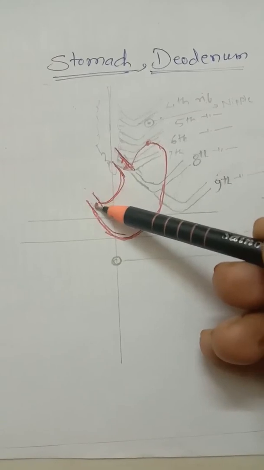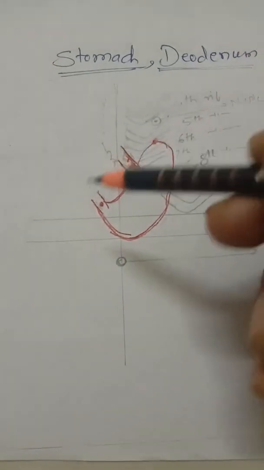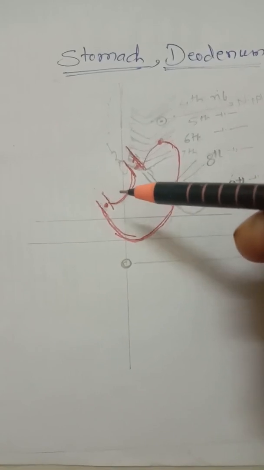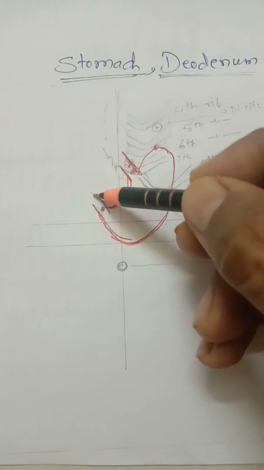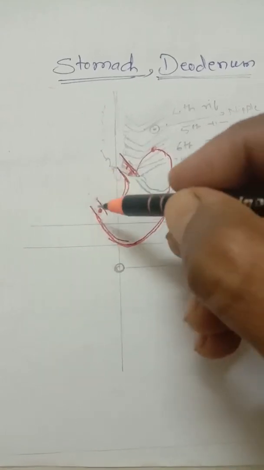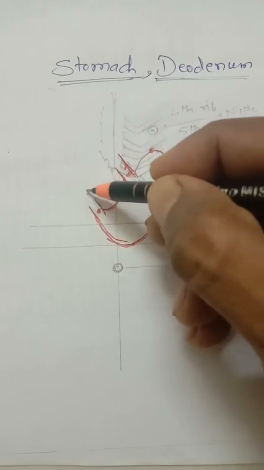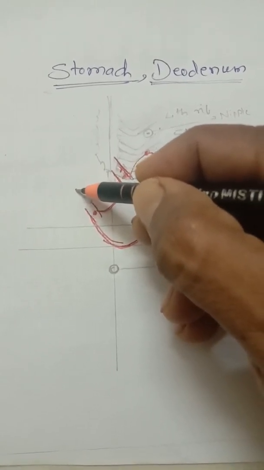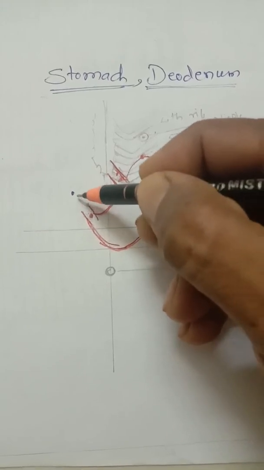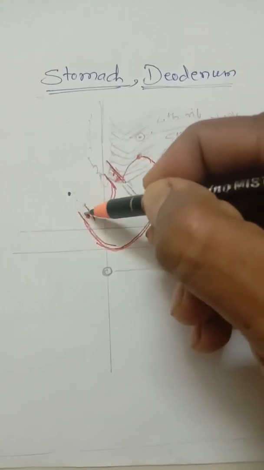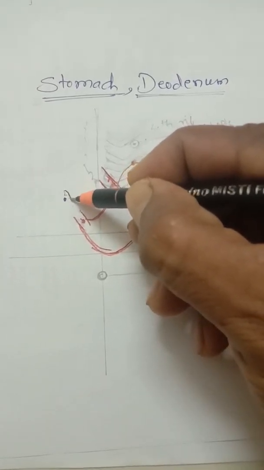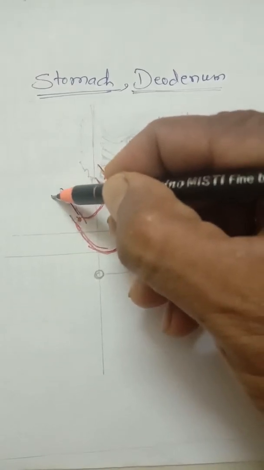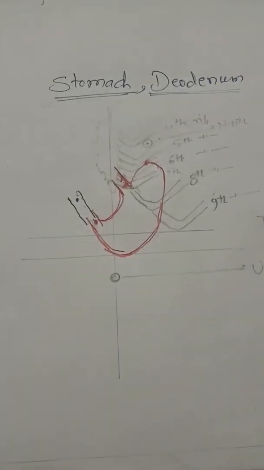So this point is the pyloric end, and from the pyloric end you should take 2.5 centimeter above and to the right side. Here you can consider and draw two parallel lines 2.5 centimeter apart from each other. So that is the first part of the duodenum.